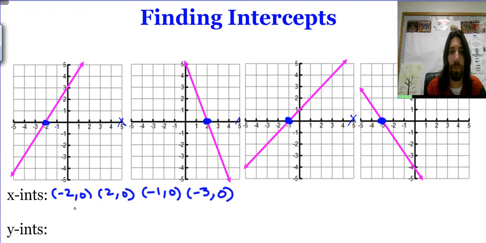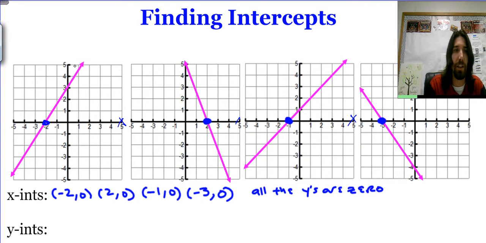What do you notice about all of those x-intercepts? Yeah, all the y's are 0. To find an x-intercept, you're going to know that all the y values are 0.